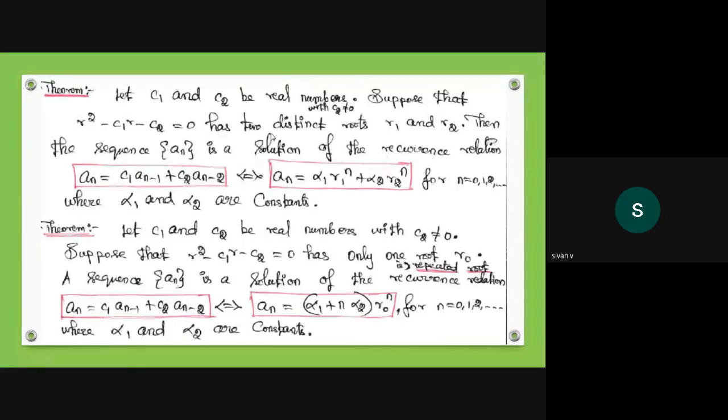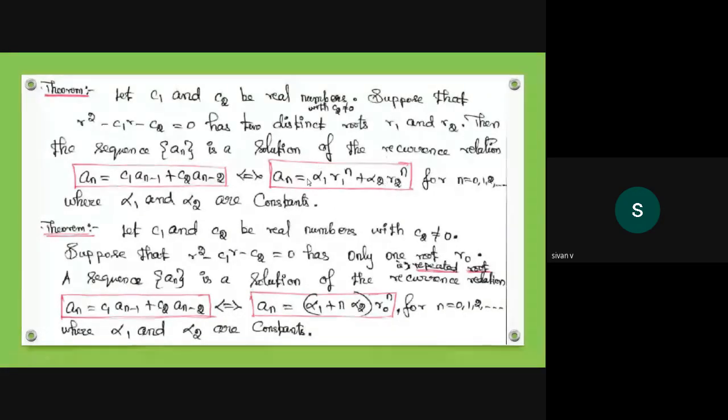Like the ordinary difference equation you are studying now, when you solve the auxiliary equation, if the roots are distinct, you write A into e power m1 x plus B into e power m2 x. The same way here, first constant alpha 1 into first root power n plus alpha 2 into second root power n. This is for distinct roots.